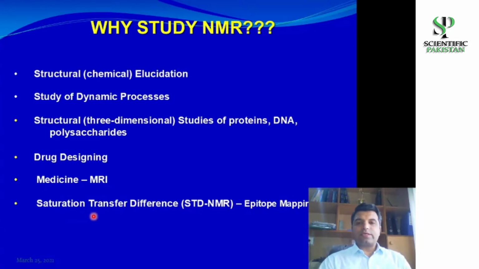Another important technique that is used in NMR is the saturation transfer difference, or in short the STD NMR, or epitope mapping, that helps you identify the sites within the molecule that may interact with proteins. So the interaction of organic molecules with proteins can be studied with STD NMR. These are some of the important applications of NMR that make it a very useful technique, and these are the reasons why you should learn NMR.